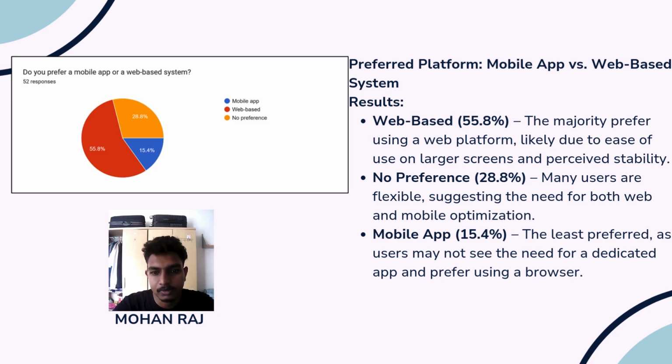28.8% chooses no preference because many users are flexible, suggesting the need for both web and mobile optimization. And 15.4% chooses the mobile app. The least preferred, as users may not see the need of a dedicated app and prefer using a browser.